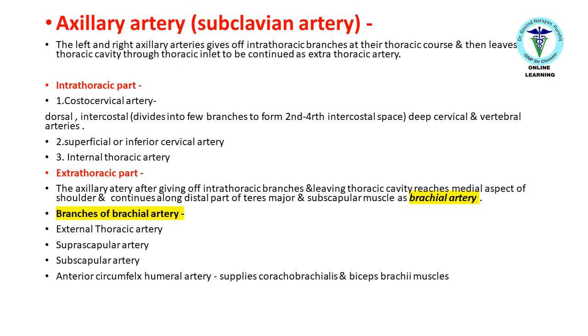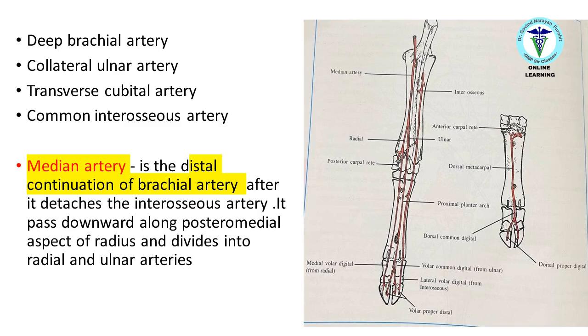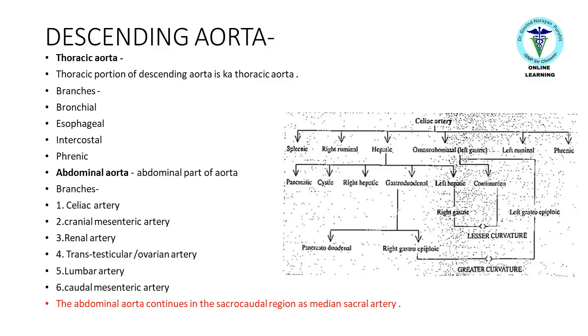The axillary artery, also known as the subclavian artery, gives off several branches at the thoracic course and continues as the brachial artery. It supplies blood to the thoracic region and upper limbs. The median artery is the distal continuation of the brachial artery. It passes downward along the radius and ulna, dividing into the radial and ulnar arteries, supplying blood to the forearm and hand. The descending aorta includes the thoracic and abdominal portions.